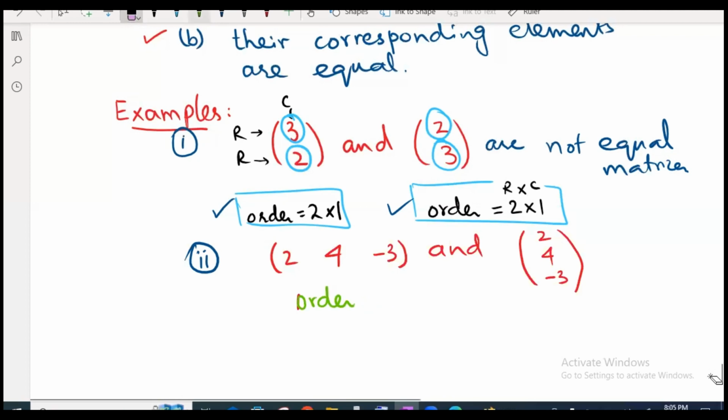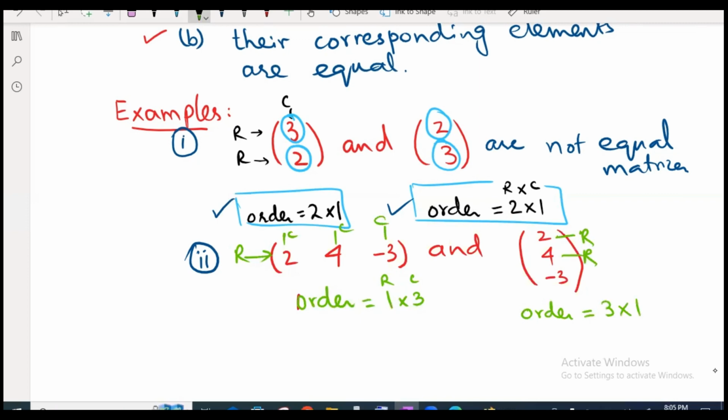And the second one? 1 times 3, because it is one row and 3 columns. Column 1, column 2, and column 3. One row and 3 columns. And what is the order of this one? 3 into 1. There are 3 rows, but column is 1, so 3 into 1. Am I right?